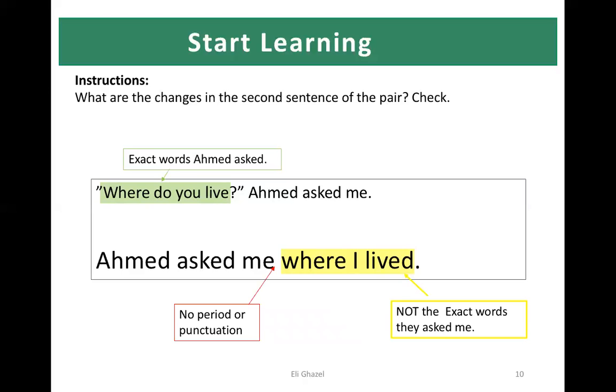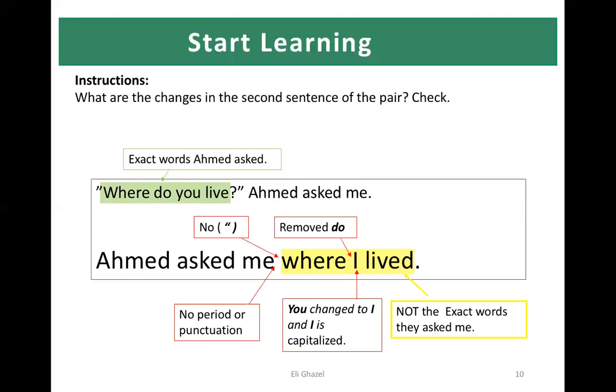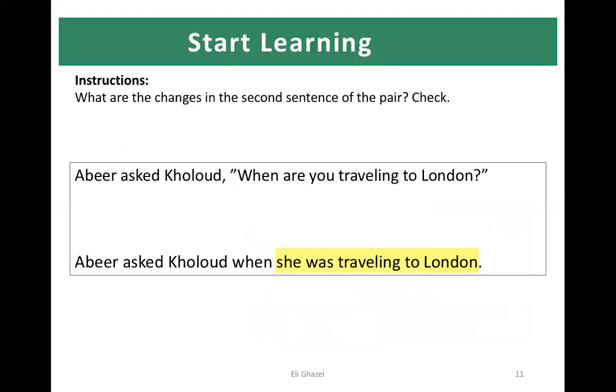So we notice no period or punctuation. We notice no quotation marks. We notice that we have removed the "do." We've noticed that the "you" has been changed to "I," and now it's capitalized. We've noticed that "live" has been changed to "lived." That's what the students should be doing right now. And of course, no quotation marks at the end.